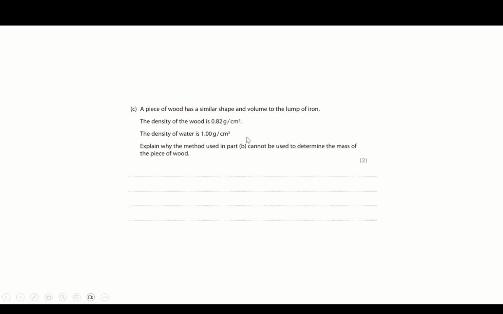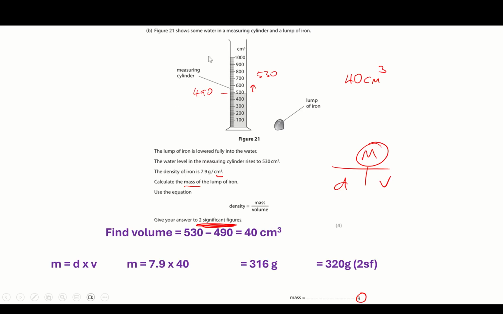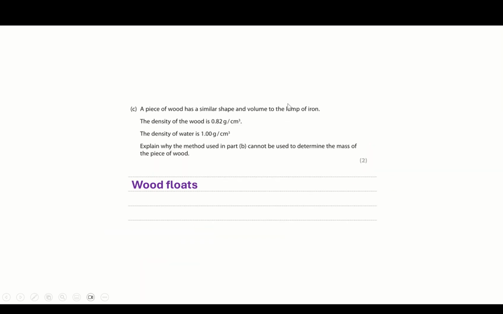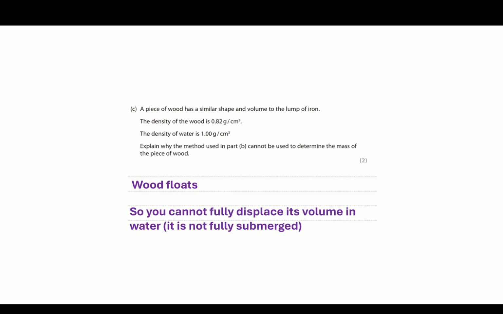A piece of wood has a similar shape and volume to the lump of iron. Explain why the method used in B cannot be used to determine the mass of the piece of wood. So you shove your piece of wood in there, it's going to float, and it ain't going to be easy to dunk it under the water. So you're not going to displace the full volume. So in words, wood floats, so you cannot fully displace its volume in water. It's going to be really difficult to fully submerge it without affecting the result.